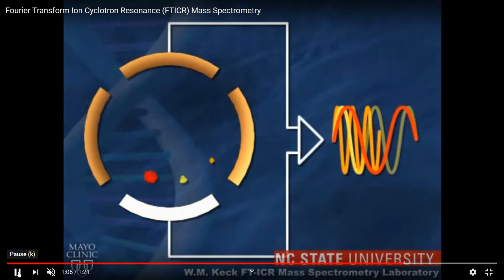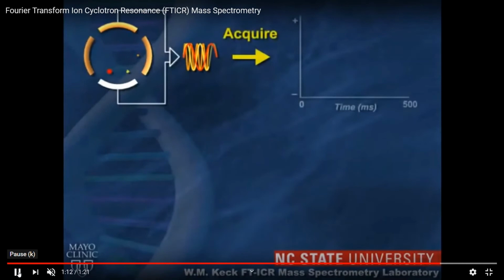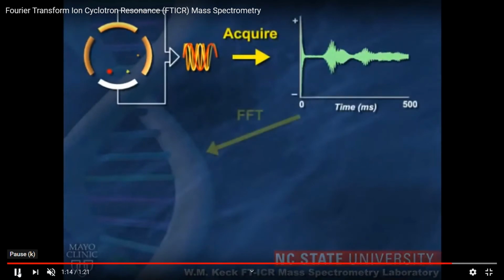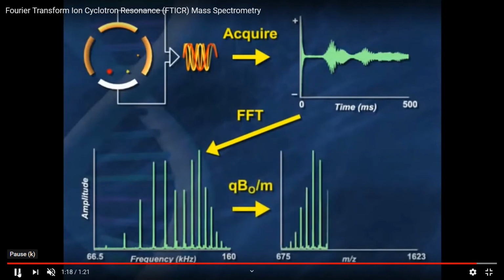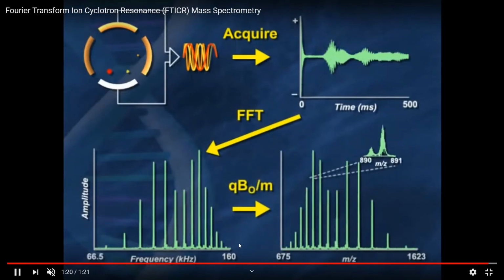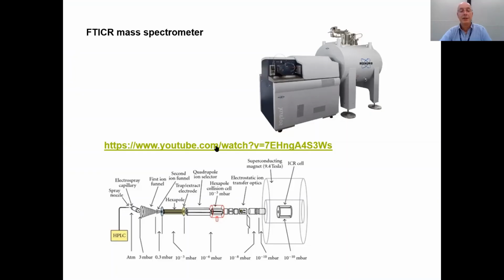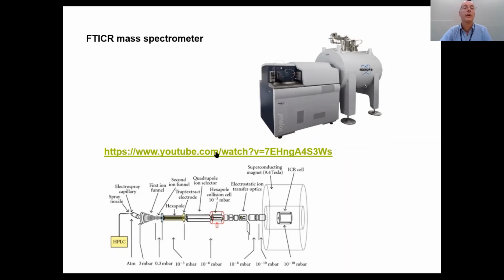Now remember that we have a 9.4 Tesla magnetic field, and as charge moves through a magnetic field, it's going to generate a current. So that induces a current in these alternate electrodes. And that current will generate a complex signal waveform. That waveform needs to be Fourier transformed. FTICR is a very powerful technique, and it was considered the gold standard in mass spectrometry.